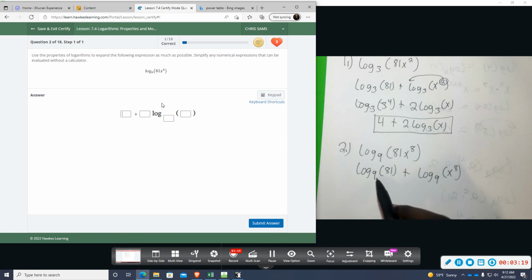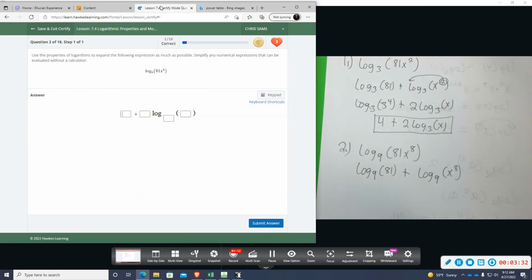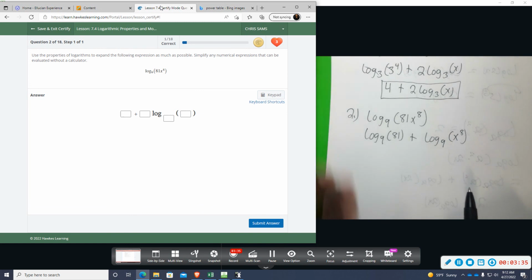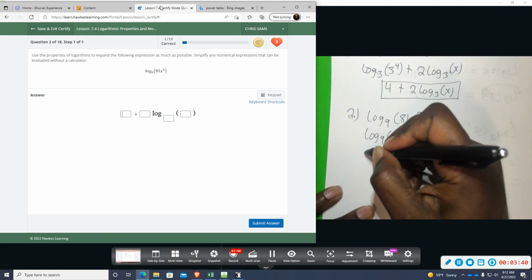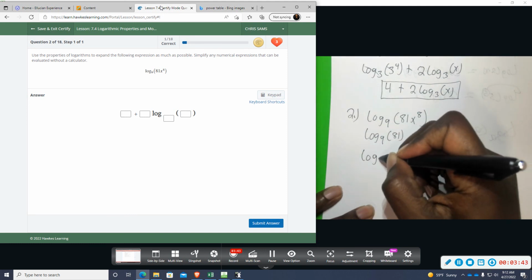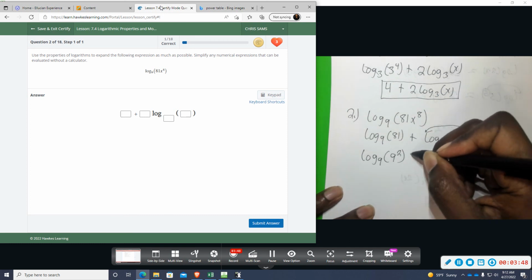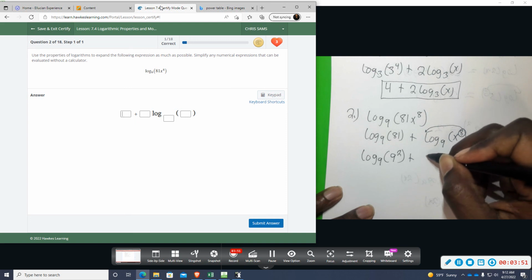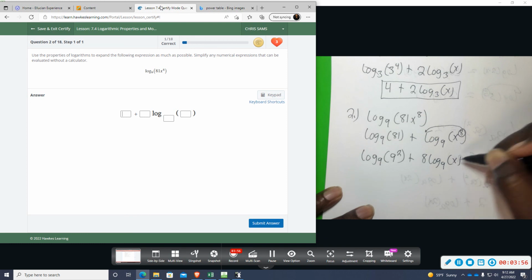We're going to rewrite, since we have a base 9, we're going to see, can we write 81 in terms of 9? And yes, you can. That will give you 9 squared. If you come down here to the 9s, you see 9 to the 2nd power is 81. So we're going to rewrite the 81. And I'm also going to take this exponent and bring it down as a multiple. So we have log base 9 of 9 squared, plus I'm going to bring down the 8, and that's going to be 8 log base 9 of x.